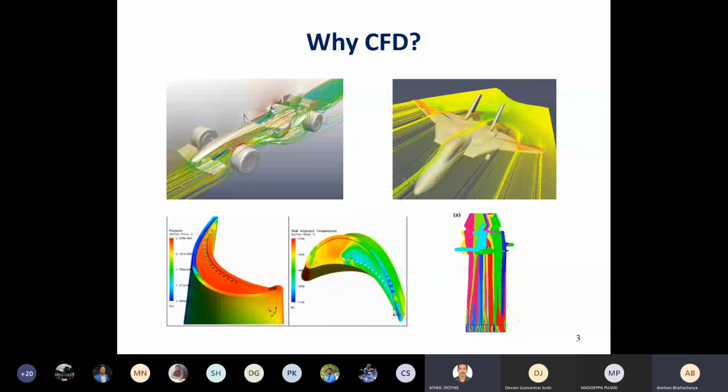Sir, how can we make sure that these results are correct from CFD? Good point.